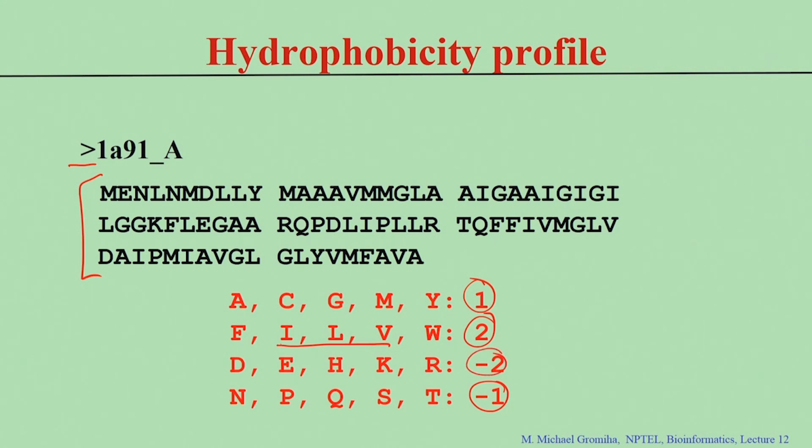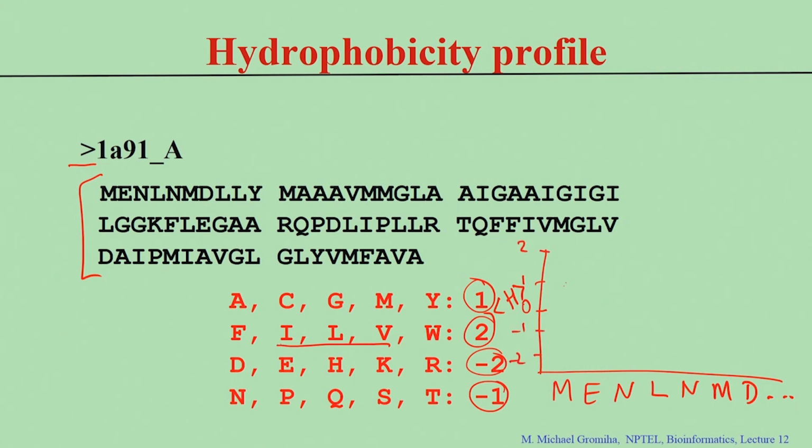So, now we take the amino acid residues versus these hydrophobic indices. So, what is a hydrophobicity profile? It is a plot connecting a sequence versus the values. So, here what is the sequence? M, E, N, L, N, M, D and so on. Here we can put the hydrophobicity value. The first one is M. What is the value for M? 1. So, you can put here this is 0, and here you can put 1, 2, minus 1, minus 2.